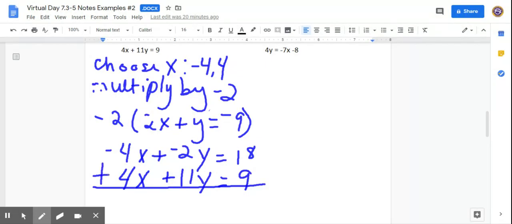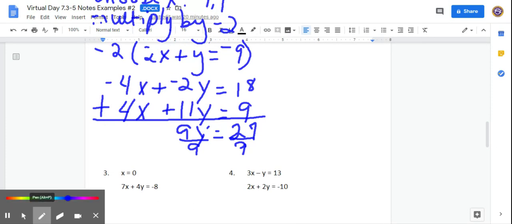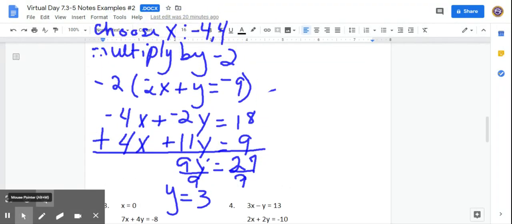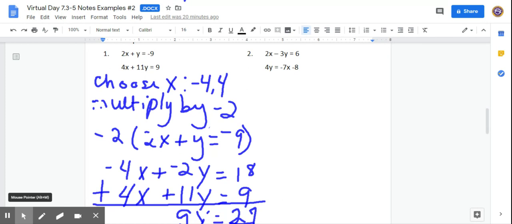The 4's cancel. Negative 2 plus 11 is 9y. And 18 plus 9 is 27. Divide by 9, and y equals 3. Now we have to solve for x because we have y, but we don't have x. So we know y equals 3.